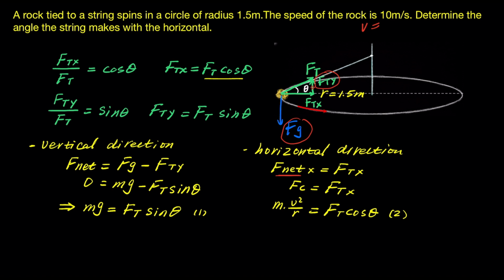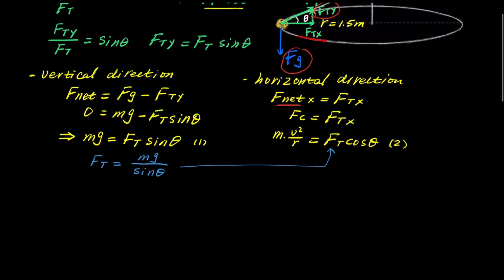To solve for the angle theta, let's use the substitution method, by first isolating the tension Ft in equation 1. From the first equation, we can get Ft equals mg divided by sine theta. Now we substitute this expression for Ft in equation 2. So we have mv squared over r equals mg over sine theta, then multiplied by cosine theta.